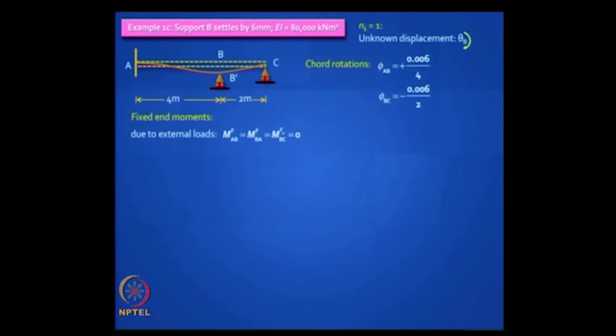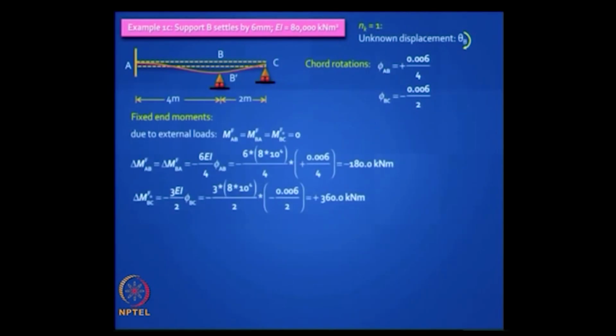Incidentally you get chord rotations known, that is if the deflection is 6 mm it is 0.006 by 4 for AB and it is minus 0.006 by 2 for BC. Why is it minus? Because you join ABC with a straight line, in this case AB dash C, and if the chord rotates clockwise you give it a positive sign, if it rotates anti-clockwise negative sign, so clearly BC is having a negative sign.